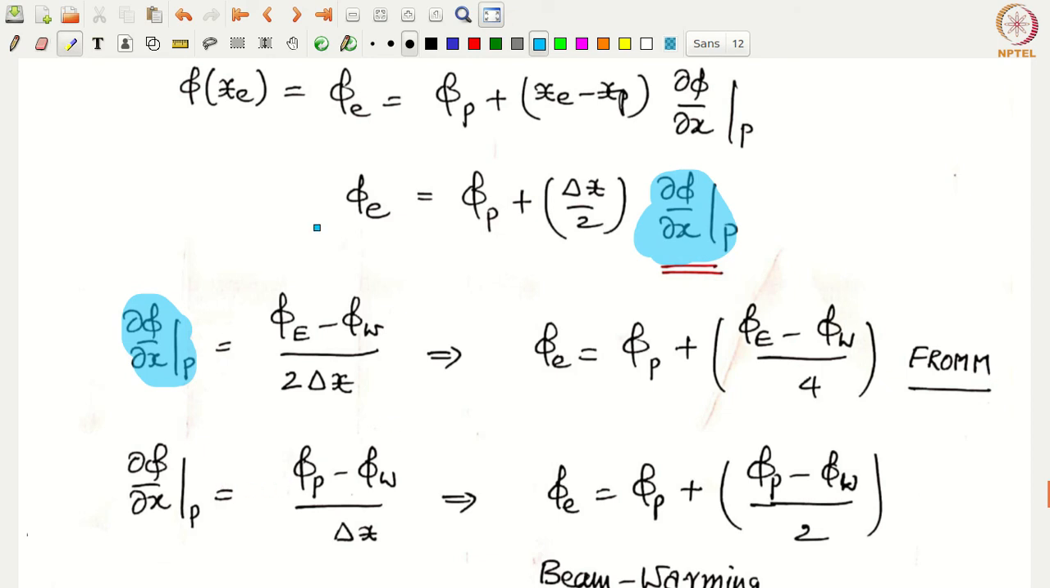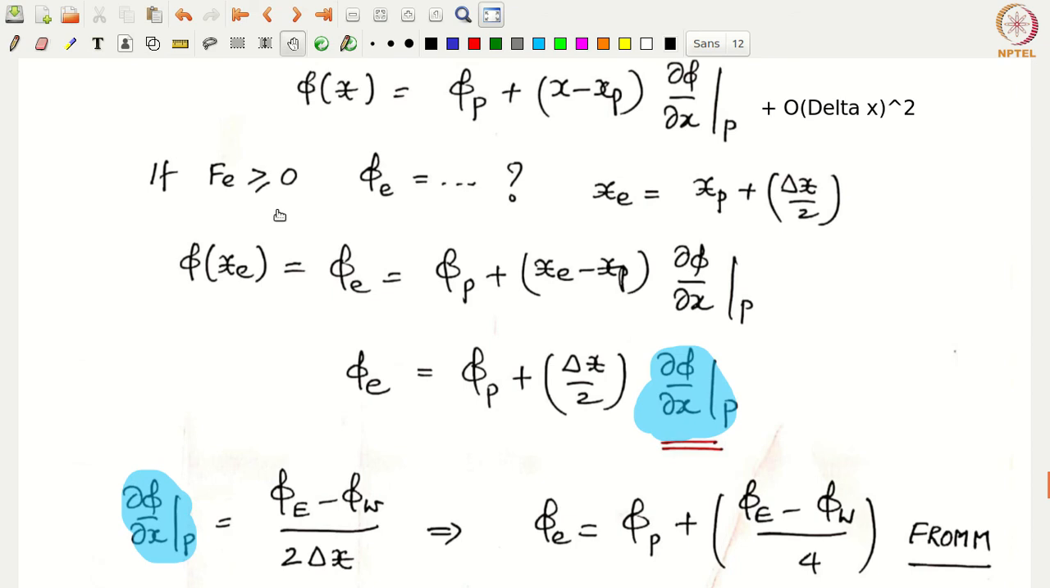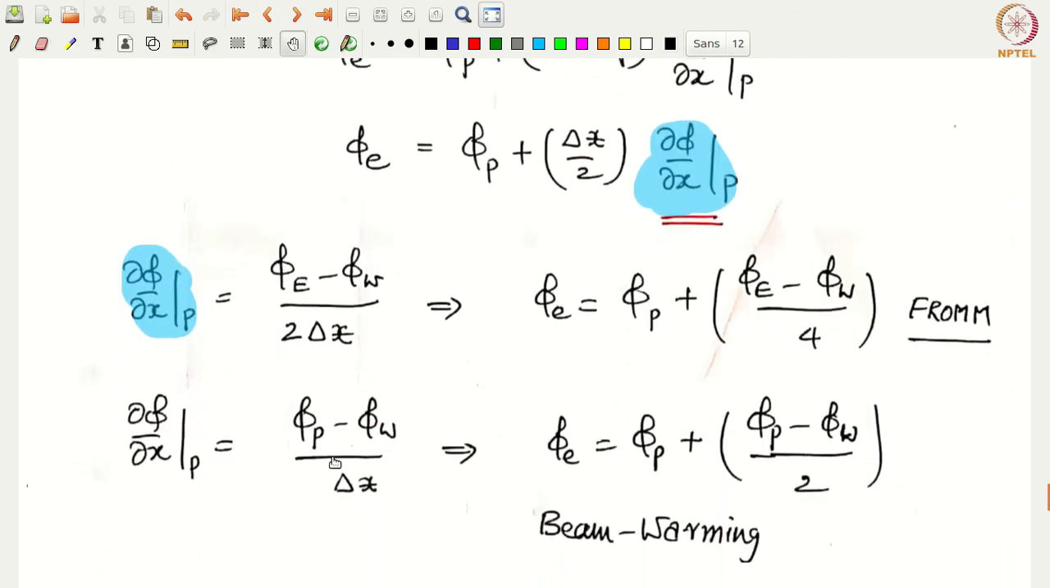Now similarly, the first derivative can also be approximated using a backward difference formula, right? Because you have phi p, it can be phi p minus phi w by delta x. Now why can't we use a forward difference formula here? That is because we have assumed Fe to be greater than 0. So either you can use a central difference or a backward difference, because flow is going from left to right. So you cannot use the forward difference here. Phi east minus phi p, you can actually use it, but it will lead to instabilities. You can actually try that.